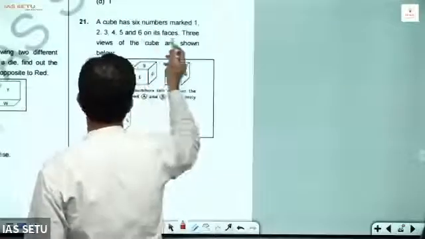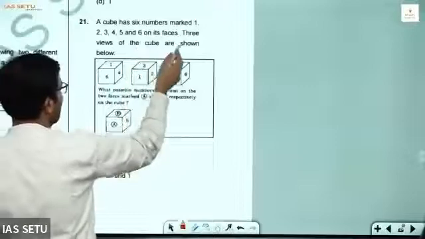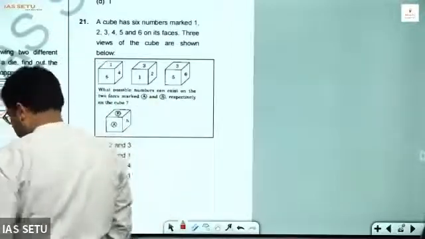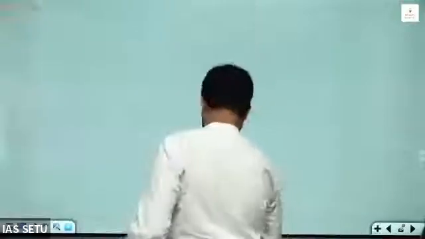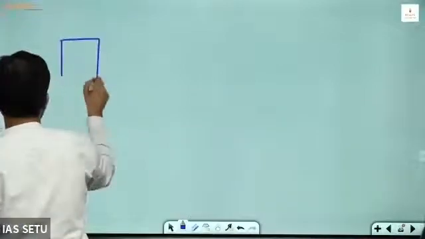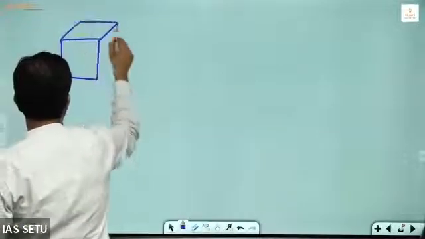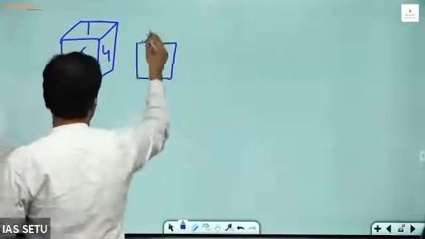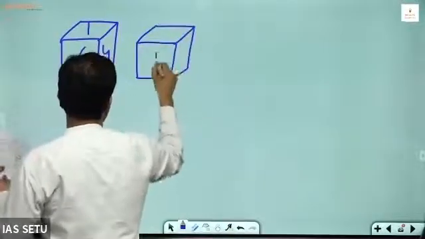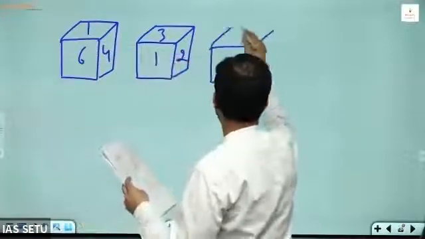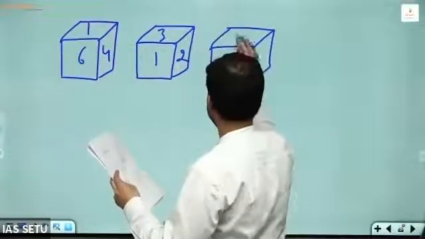A cube has 6 numbers marked 1, 2, 3, 4, 5, 6 on its faces. 3 views of the cube are shown below. Here they ask what is the value of A and B respectively. Now we revise also. Those who solved, what is your answer? Write in the comments. 614. This is 132. This is 536.